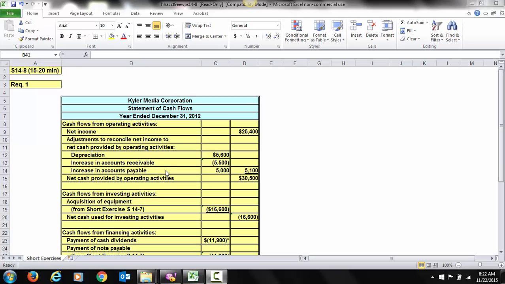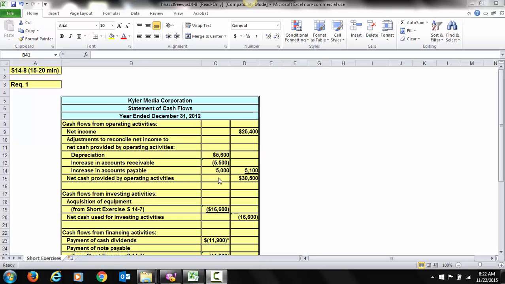Conversely, when we're analyzing our accounts payable, we notice that our accounts payable has gone up $5,000. All right, let's think about what happens there. We've purchased something, an expense or maybe an asset. So we've purchased something on account. So accounts payable goes up, but no cash has come out. Therefore, that has the same effect on cash as adding it back.